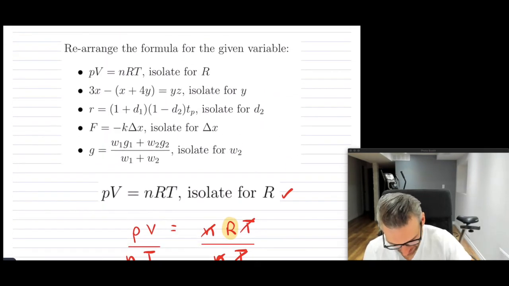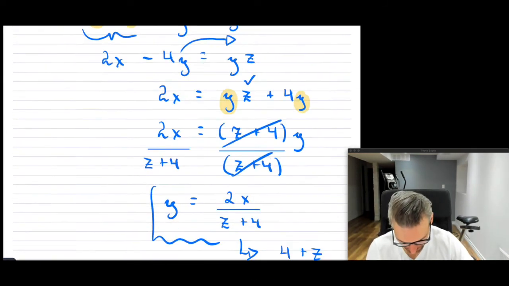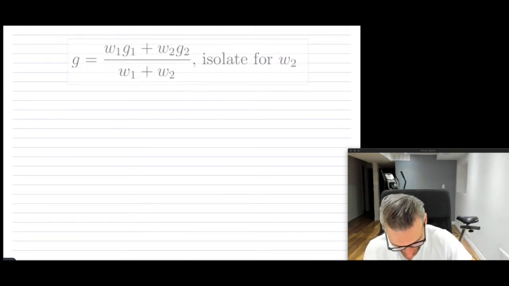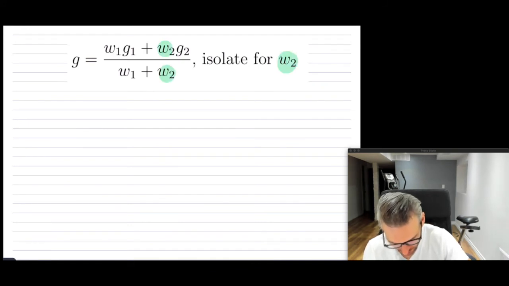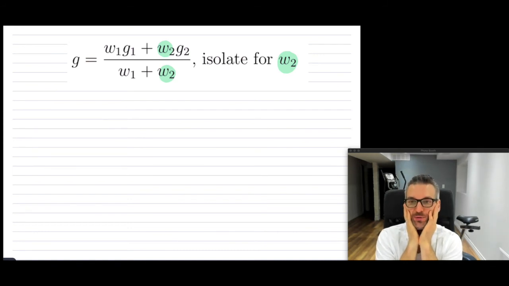So here is the last one, and this one looks definitely like a problem. Let me paste it. Okay, perfect, worked out. Now we want to be able to isolate for W2. Now W2 is in two spots. So the first thing that I'm going to do here is, because I noticed that my variable that I'm trying to solve for is both in the numerator and denominator, I'm going to get rid of the denominators. So I'm going to be multiplying both sides by W1 plus W2 because I want to get rid of that.